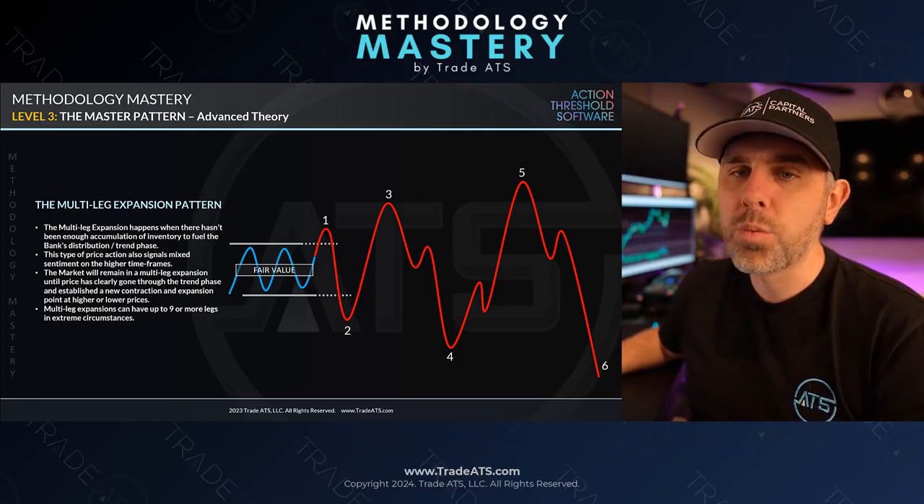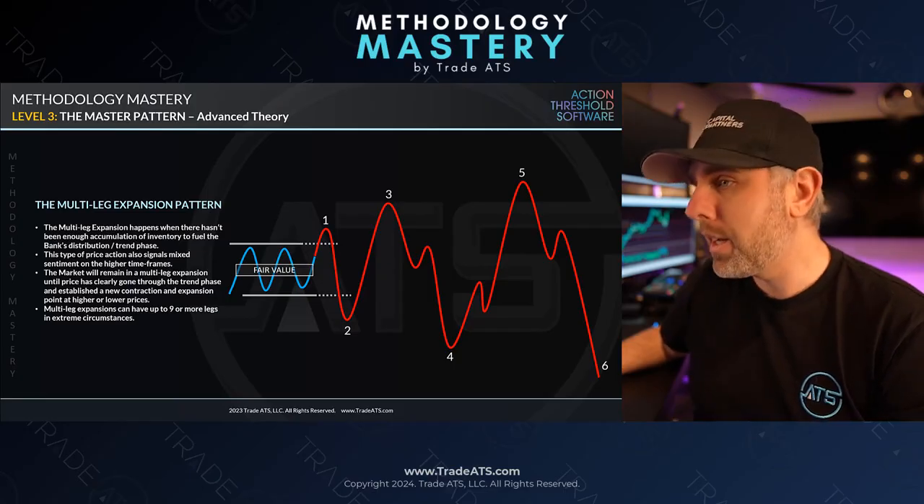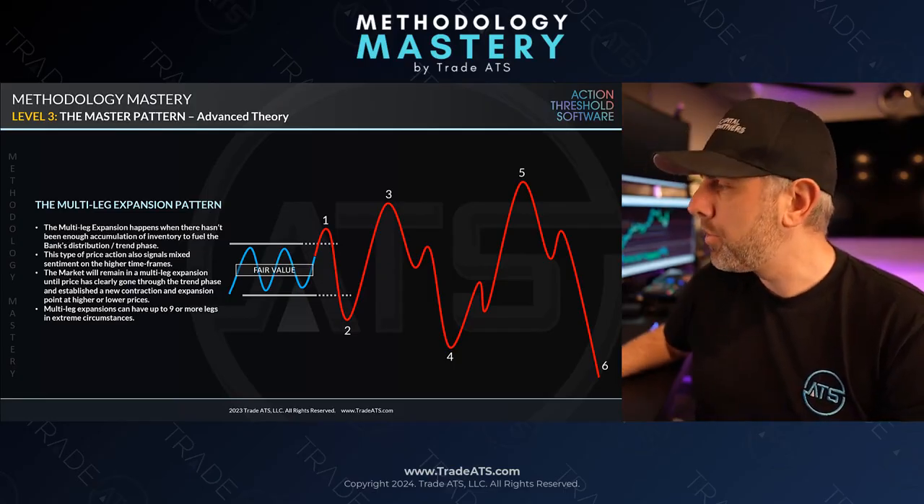But when you get the first 1 and 2, then you're going to look for, am I going to get 3? Am I going to get 4? Am I going to get 5? So on and so forth.